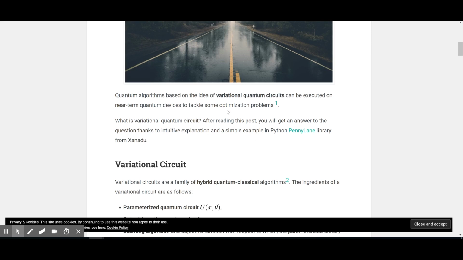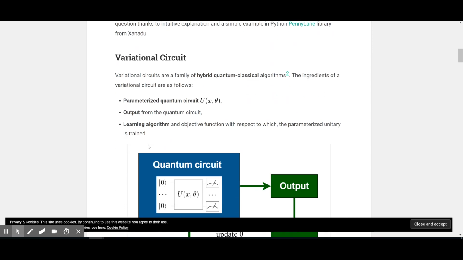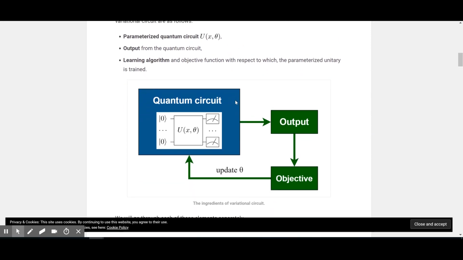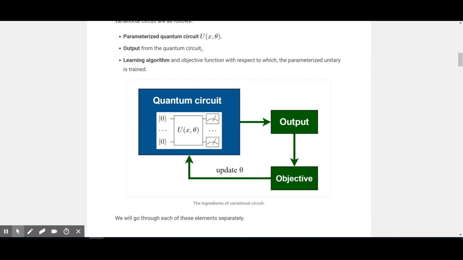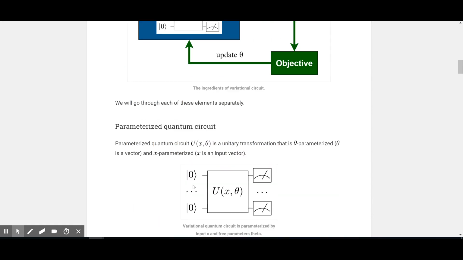So what is a variational quantum circuit? Okay, variational: a family of hybrid quantum-classical algorithms. The ingredients of variational: a parameterized circuit, the output from the quantum circuit, and then a learning algorithm. So this is basically another way of saying we have a quantum circuit that has some parameters, and then an output, and then you learn and adapt the parameters of this circuit, and then you measure again. So that's just, I guess, the basics.